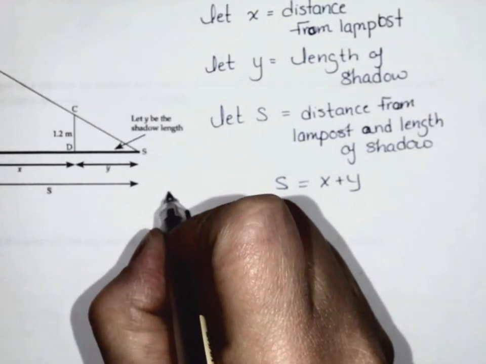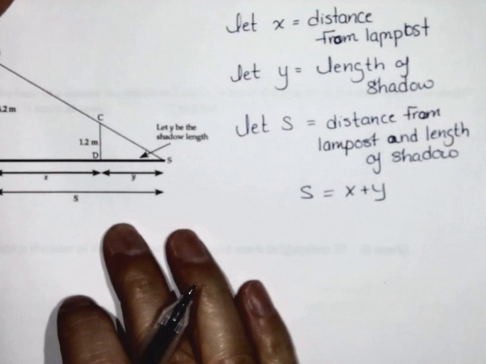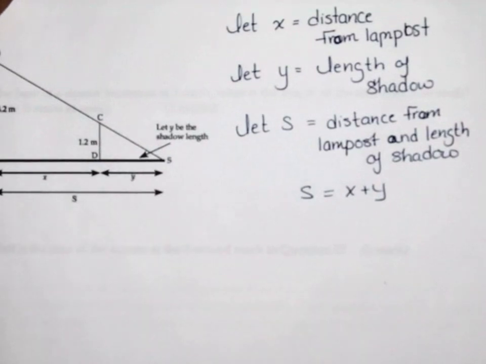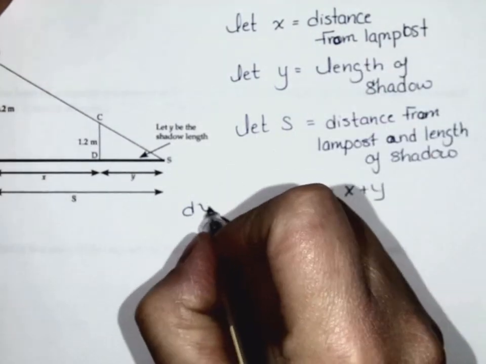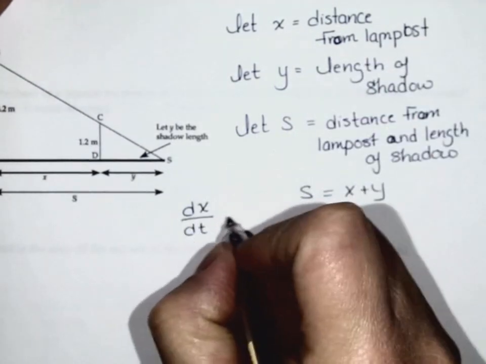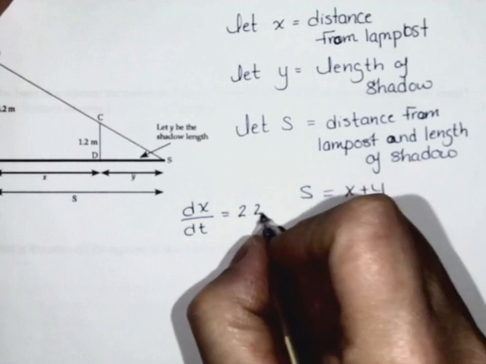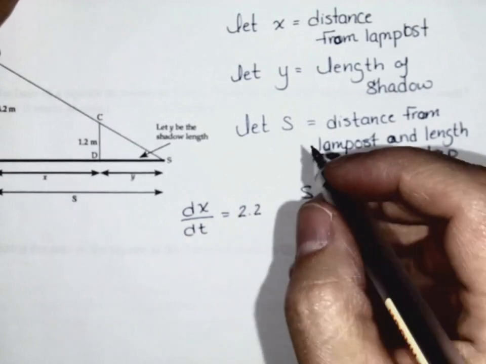The rate is 2.2 meters per second. And what rate is that? How fast he's running towards the lamppost. Give it to me as a derivative. dx over dt, because it's related to the distance from the lamppost. So dx over dt equals 2.2, how fast? Meters per second.